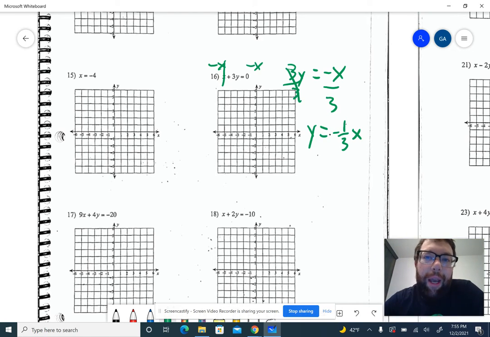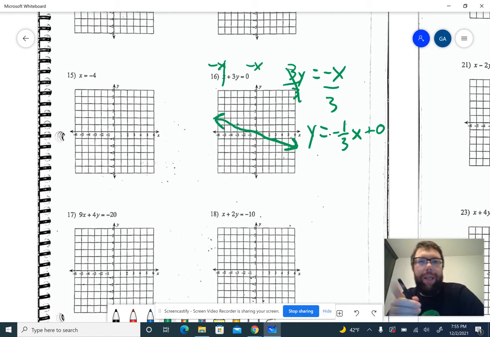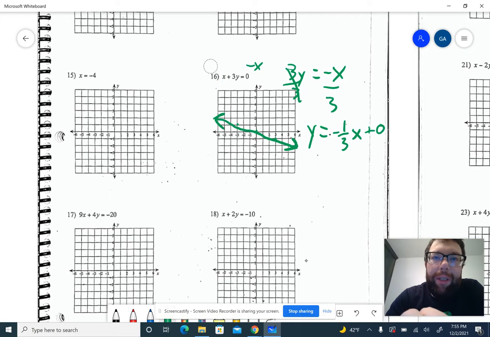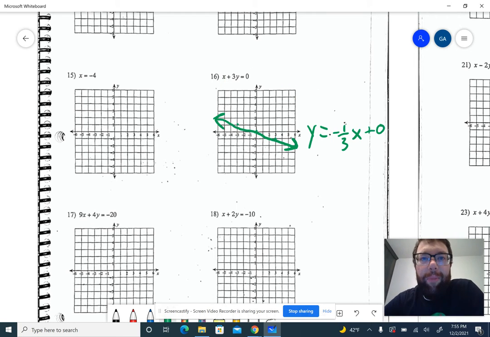Okay? Now, there's nothing adding or subtracting here, so like your y-intercept would just be 0, right? So you would start at 0 and then go down 1, right 3, or up 1, left 3, and your line should look like this, okay? Now that's the important part, because I'm going to now show you guys how we can do this without all that solving equation business, okay?